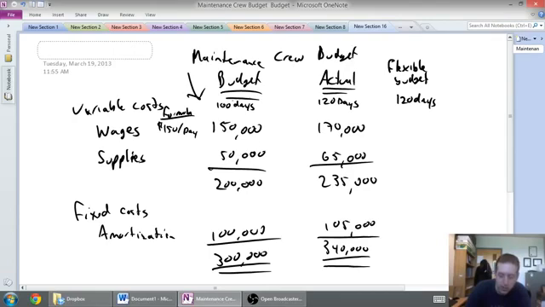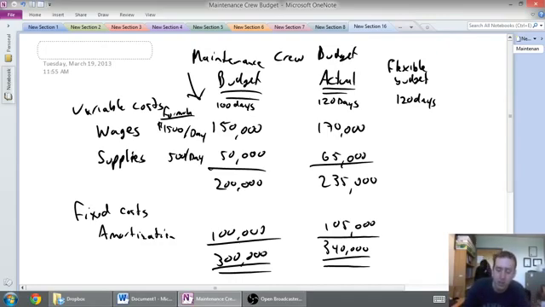Supplies are 50 grand for 100 days. Oops, is it $150 per day or $1,500 per day? I think $1,500 is the number. I missed a zero. And supplies are 50 grand for 100 days. That means our supplies are $500 per day. Now, in terms of fixed costs, I don't need to look at a daily cost. They're fixed. Doesn't matter how many days there are, that's a fixed cost.